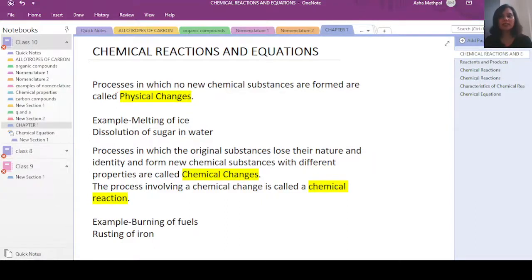Today I will be starting with the class 10 syllabus and I will be teaching you chemical reactions and equations.